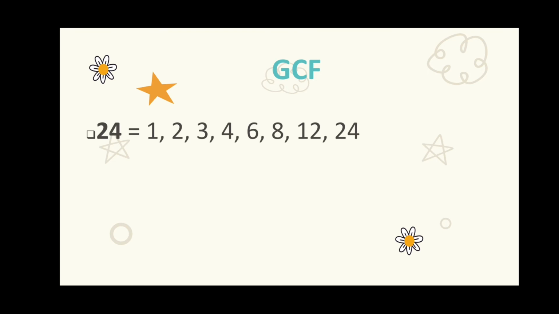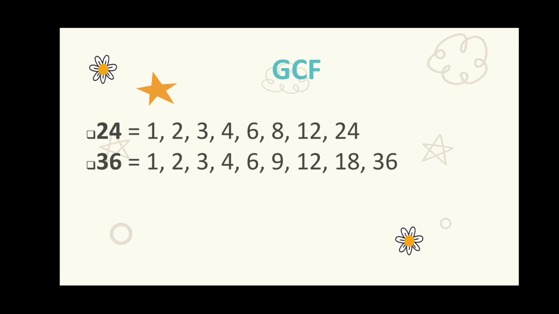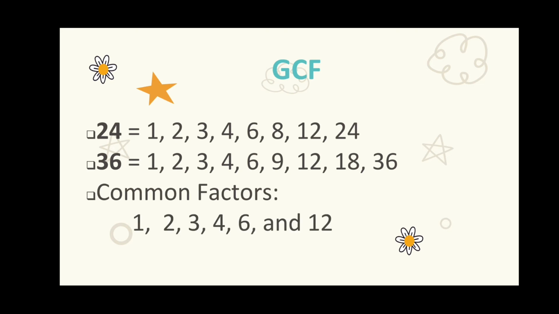Let's go back to the given example earlier. So 24 and 36 pa rin yung number na given. And then ang common factors kanina ay 1, 2, 3, 4, 6, and 12. Ngayon, when we say greatest common factor, kung ano yung pinakamataas na number sa common factors, that is the GCF. Therefore, the GCF of 24 and 36 is 12.